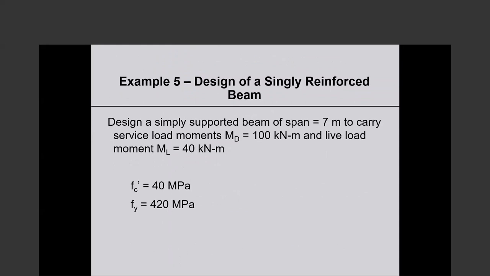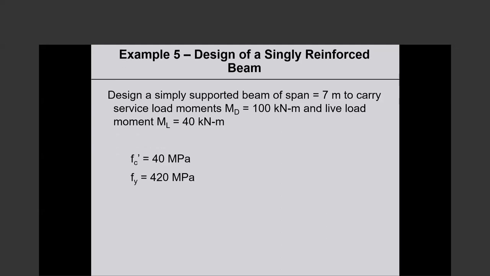Okay, a short example. Design a simply supported beam of span 7 meters to carry service load moments of M sub D is 100 kilonewton meters, M sub L is 40 kilonewton meters. Simply supported beam, 7 meter span, M sub D 100 kilonewton meters, M sub L 40 kilonewton meters, f sub c prime 40 MPa, f sub y 420 MPa.